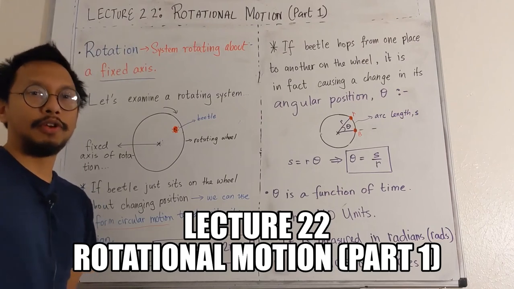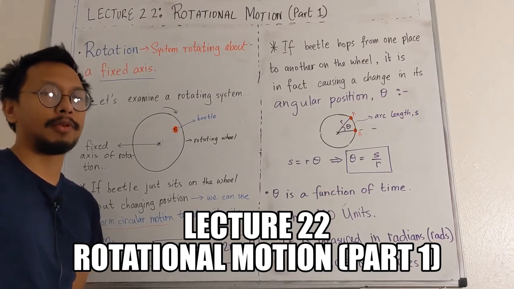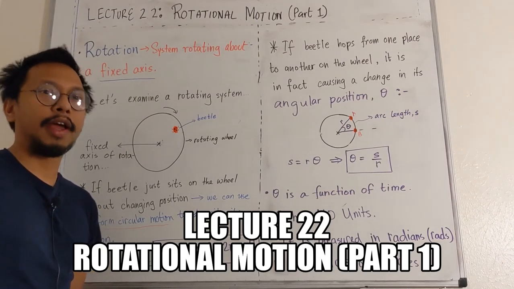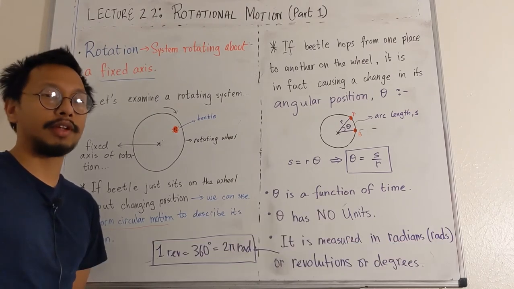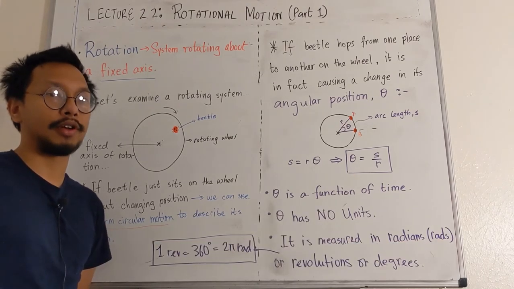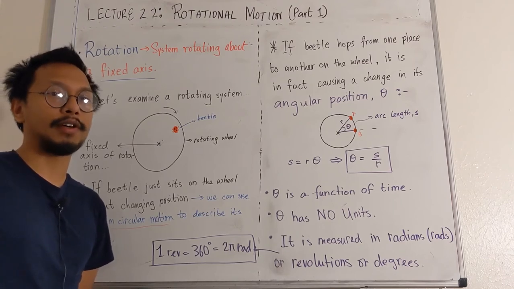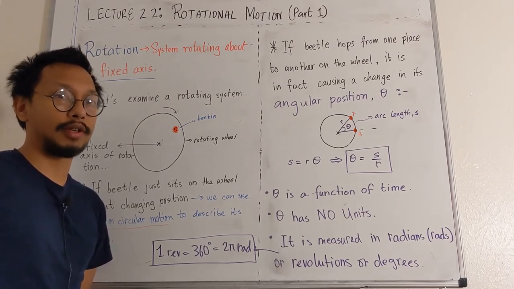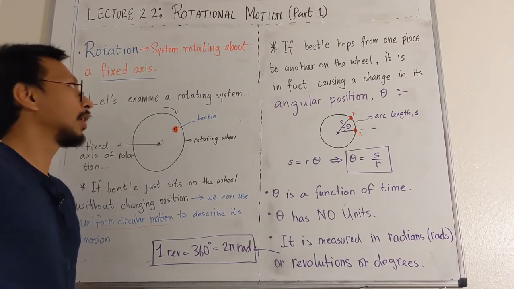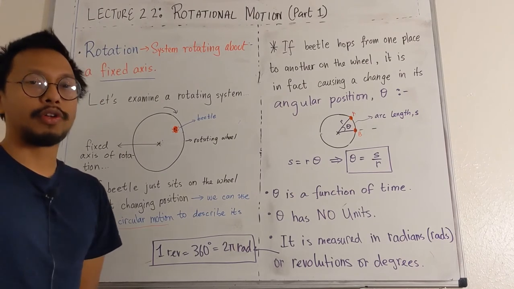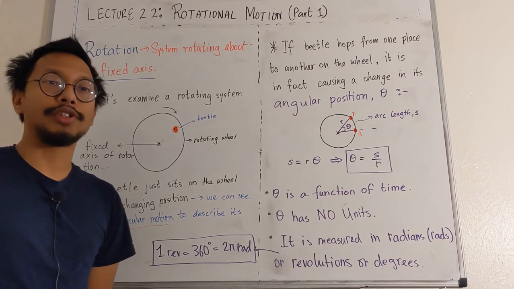Hi, so far we have studied linear motion, that is motion in a straight line, and circular motion, that is something moving around in a circular path. When something moves around in a circular path, it has a fixed center around which it creates a circle or a circular path. In this lecture, we are going to study what we call rotational motion.